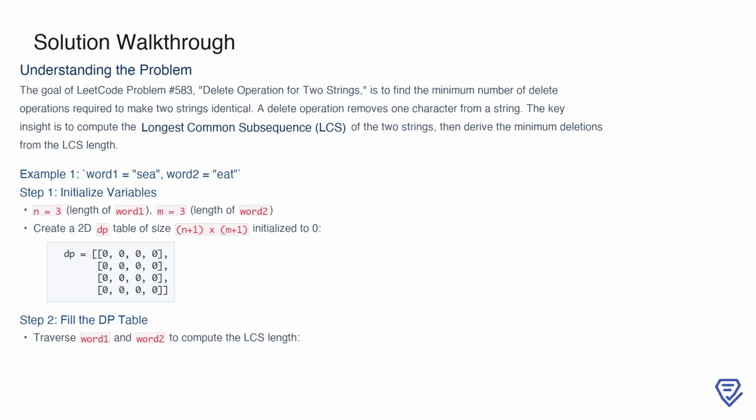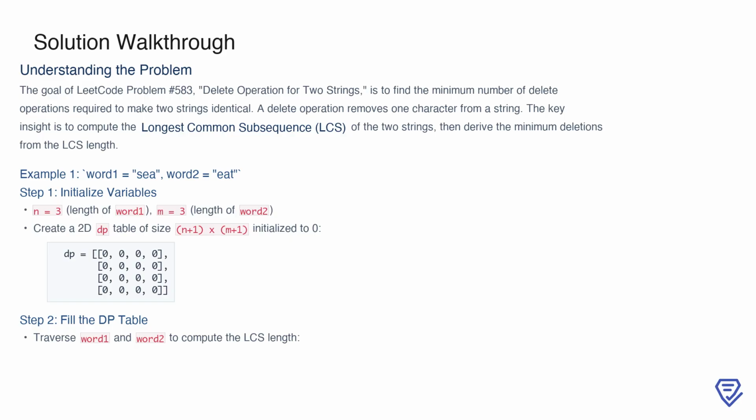of deletions required to make two strings identical. The central idea is to find the longest common subsequence, or LCS, between the two strings. By knowing the LCS length, we can calculate the deletions needed for each string to reduce them to just this common subsequence. For example, if we have the strings "sea" and "eat", we start by initializing some variables.